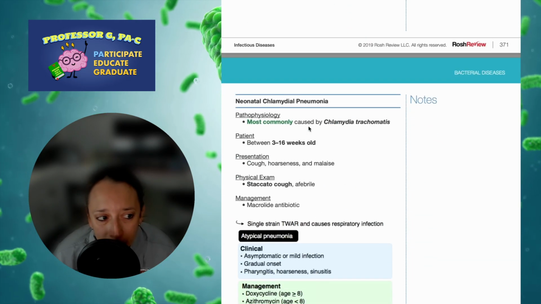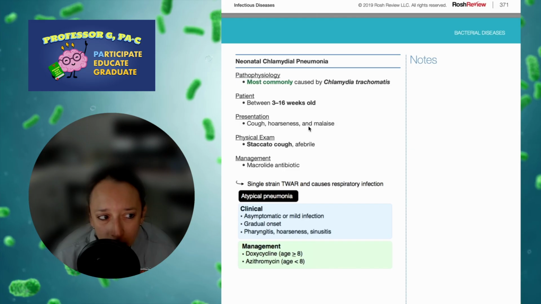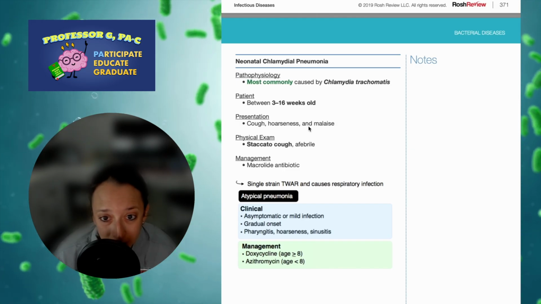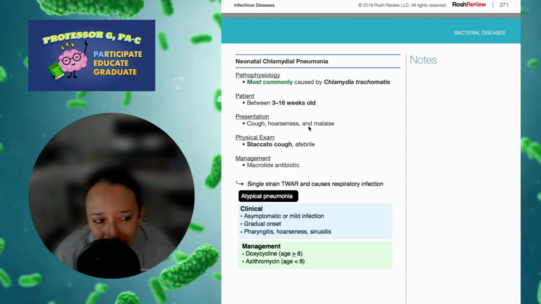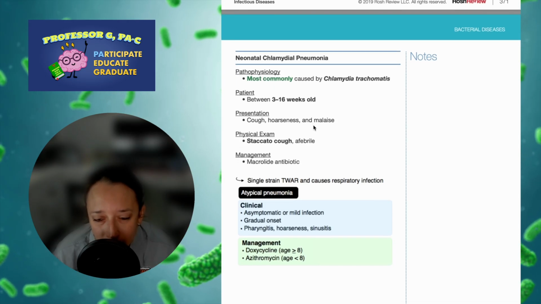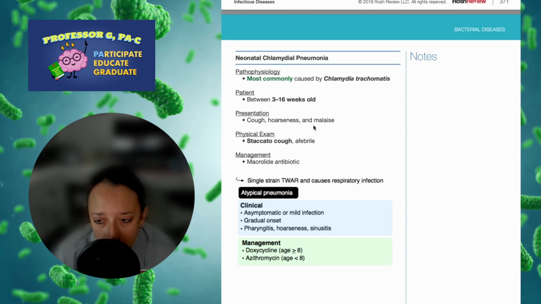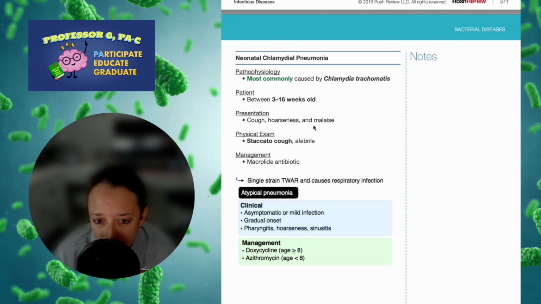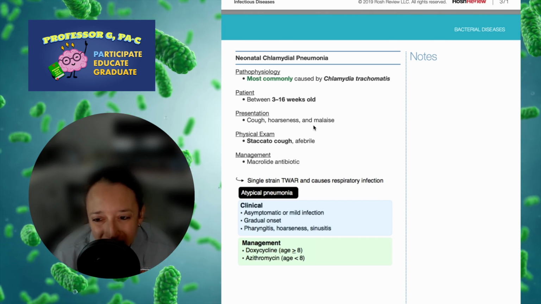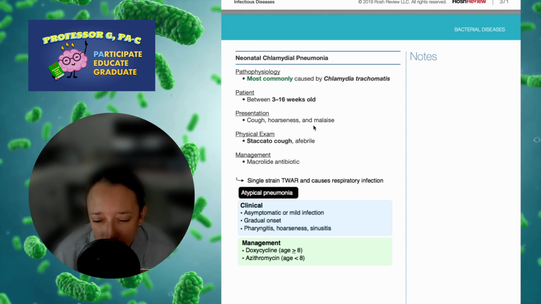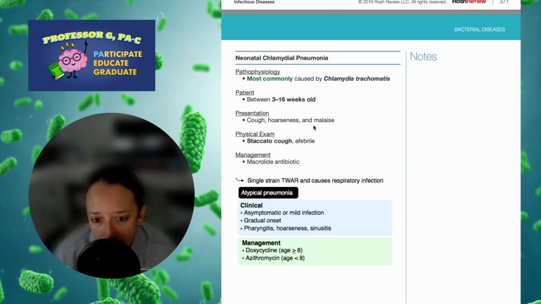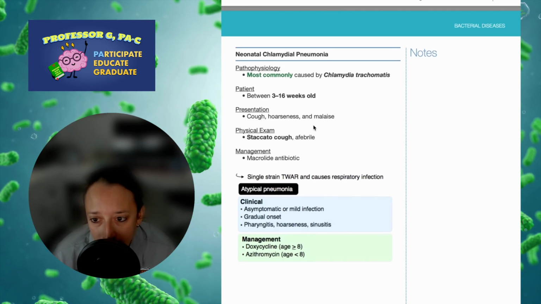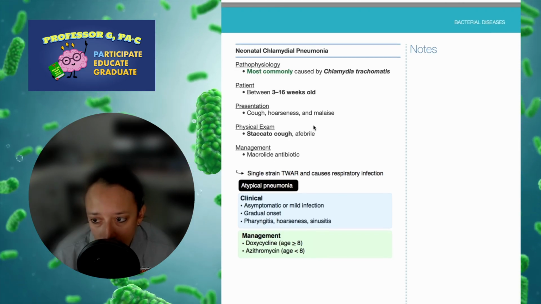Let's talk a little bit about neonatal chlamydial pneumonia. It's most commonly caused by Chlamydia trachomatis again, and this infection typically appears between 3 and 16 weeks of age. The presentation is usually an afebrile baby with cough, hoarseness, and malaise. On exam, you want to listen for a distinctive staccato cough, which is very short, repetitive cough bursts. For management, we're going to treat with a macrolide, such as erythromycin or azithromycin.